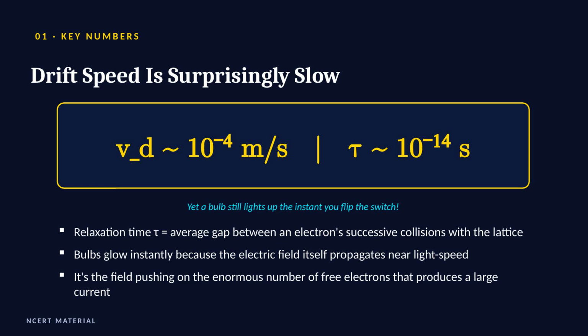So then why does your bulb light up instantly when you flip the switch? Because it's not the electrons themselves that need to travel, it's the electric field that gets established almost at the speed of light. And with such a massive number of free electrons in the conductor, even this tiny drift velocity produces a large, usable current.